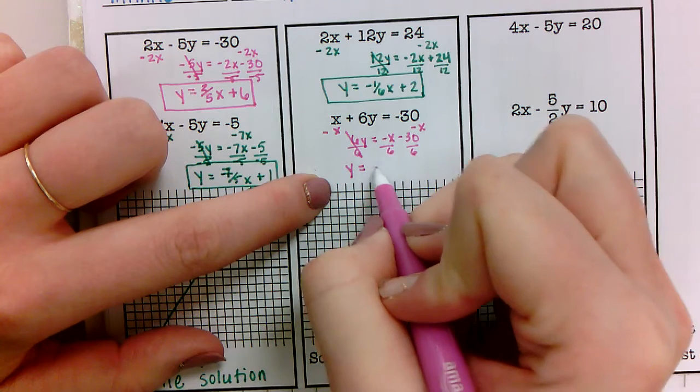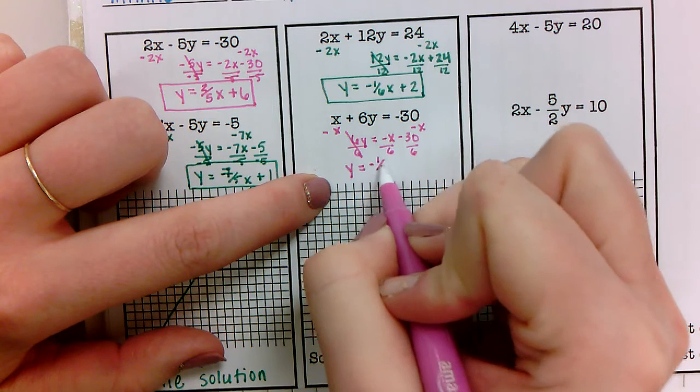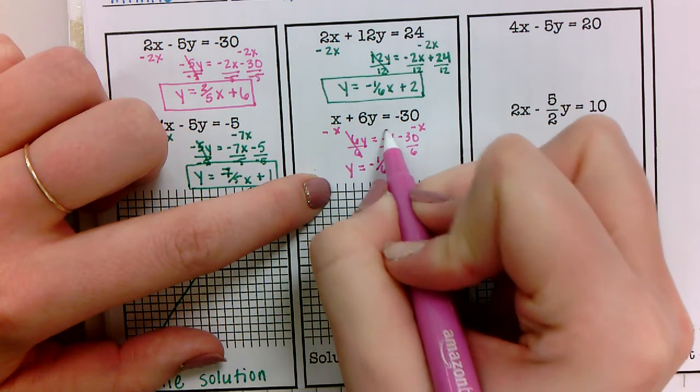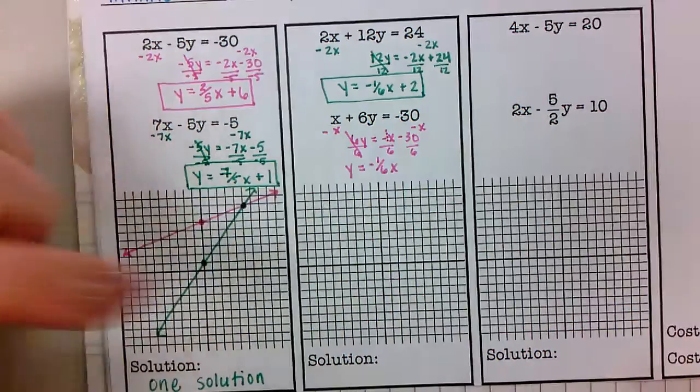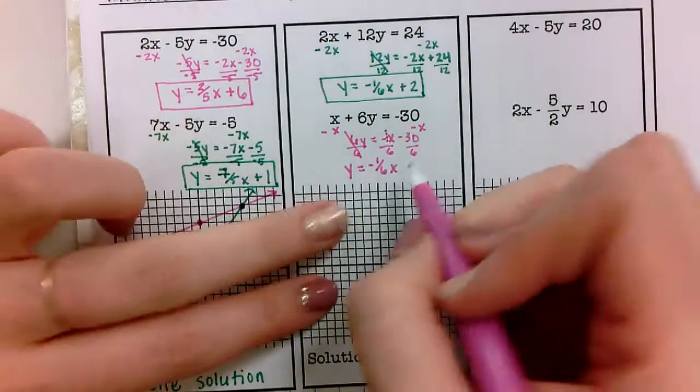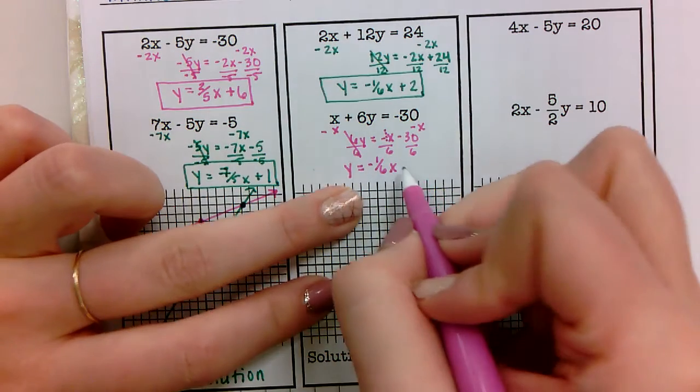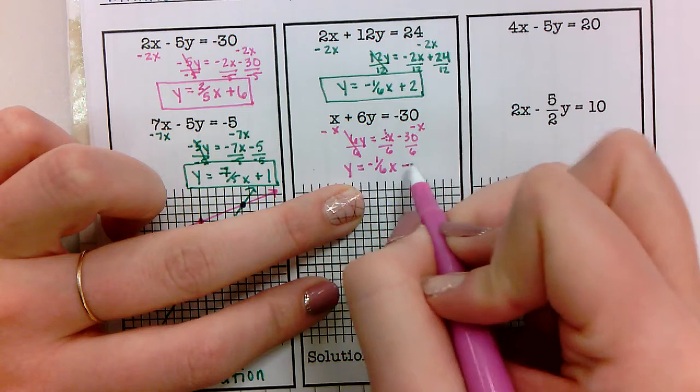So our final answer will be y equals negative 1/6 x. Again, there's an imaginary 1 right there. So that helps me separate the two. And then 30 divided by 6 will reduce to 5. So it's going to be negative 5.